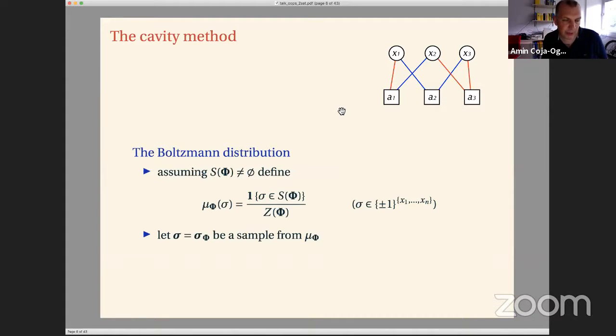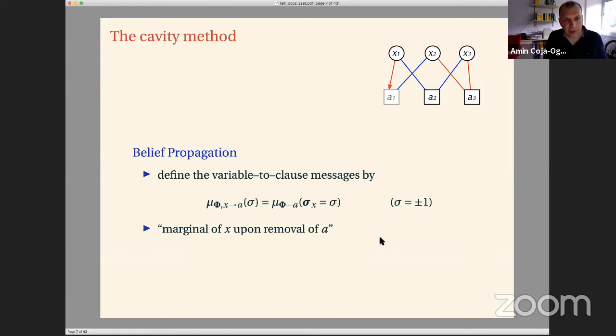Now, we already also spoke about the Boltzmann distribution, which unsurprisingly is the protagonist of this problem from a physics perspective. That's just the uniform distribution on the set of satisfying assignments. I'm going to write this bold sigma for a sample from this Boltzmann distribution, so bold sigma is just a uniformly random satisfying assignment of our formula. Now, the main challenge in this problem is to actually get a handle on the Boltzmann distribution, and in particular to understand its marginals, that is the probability that under a randomly chosen satisfying assignment, a specific variable is set to the value true. The device that physicists came up with in order to get a grip on the Boltzmann distribution and its marginals is a message passing process called belief propagation.